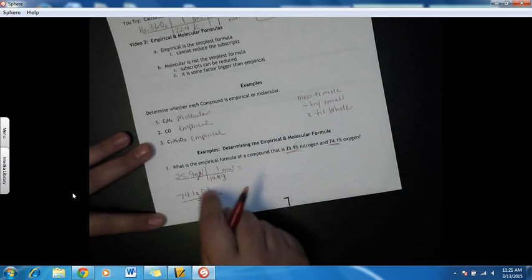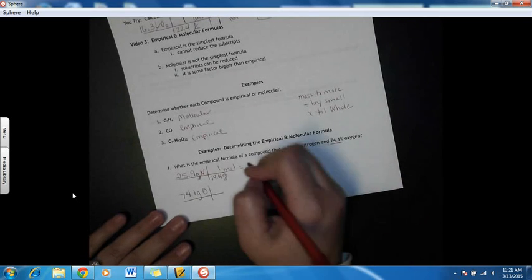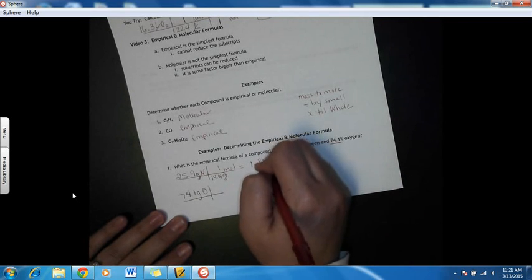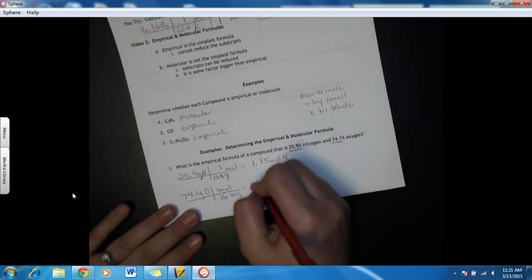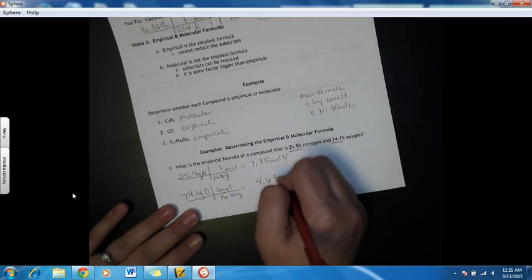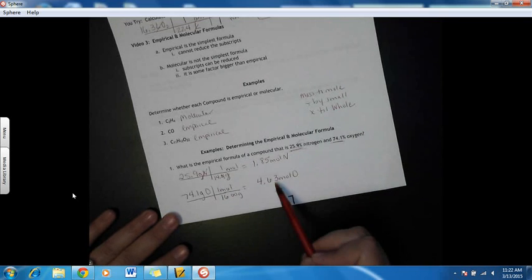And so when we divide, we find we have 1.85 moles of nitrogen. And then we'll do the same for oxygen. 1 mole of oxygen has 16 grams. And so we have 74.1 divided by 16 gives us 4.63 moles of oxygen. So that's the first step, mass to mole. Then we divide by small. So we divide by the smallest number of moles.